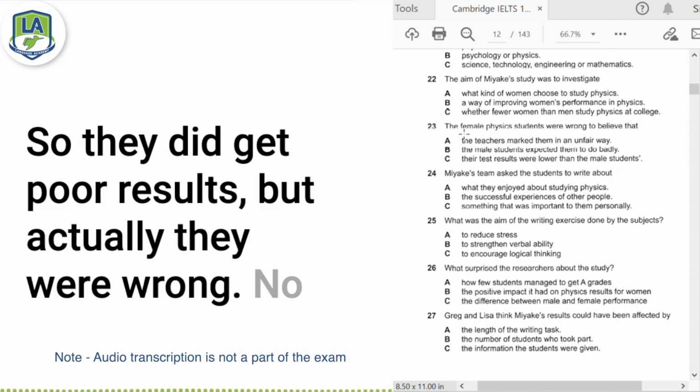Okay. The question is, the female physics students were wrong to believe that. They have mentioned in the audio that they made an assumption that boys or male students were expecting the female students to not perform properly or not perform up to the mark in physics, but they were wrong. It means they were wrong to believe that the male students expected them to do badly. B will be the right answer. Why? They didn't mention anything about teachers or their test results, and they have not mentioned a comparison with male students. So B will be the right answer.